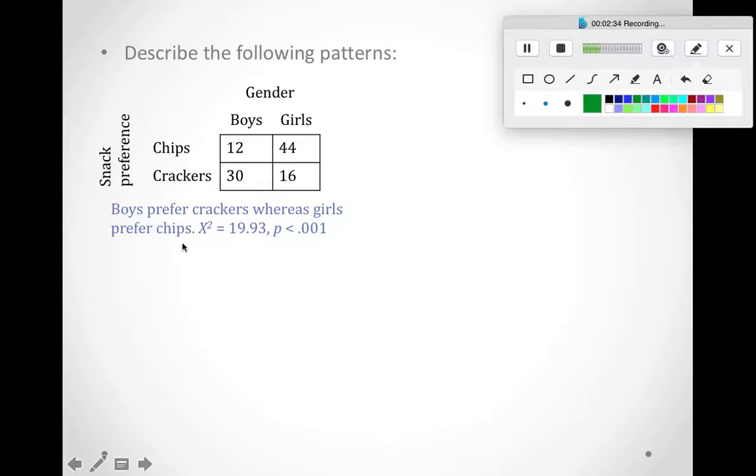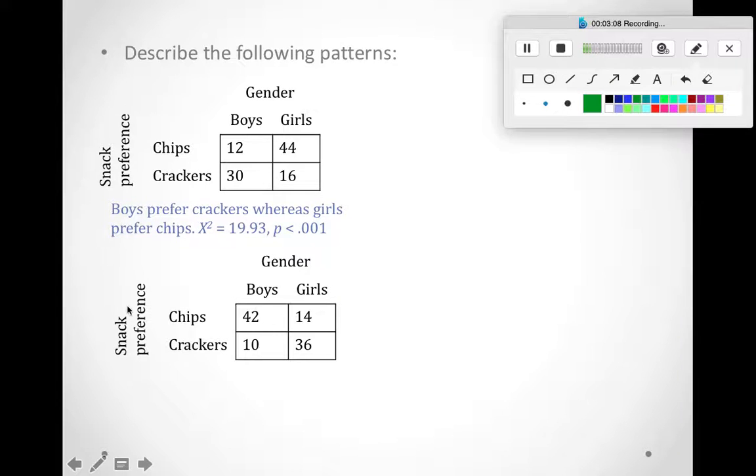Our chi-squared that we would run in a statistical analysis through SPSS would give us a value of 19.93 with a p-value of less than 0.001. Now remember, a p-value of less than 0.05 is a significant p-value, so this is a significant difference. For this class, don't worry about what this 19.93 means. We're just going to be worried primarily about our p-value here and the differences that we're seeing. So there is a significant difference between boys and girls based on their snack preference.